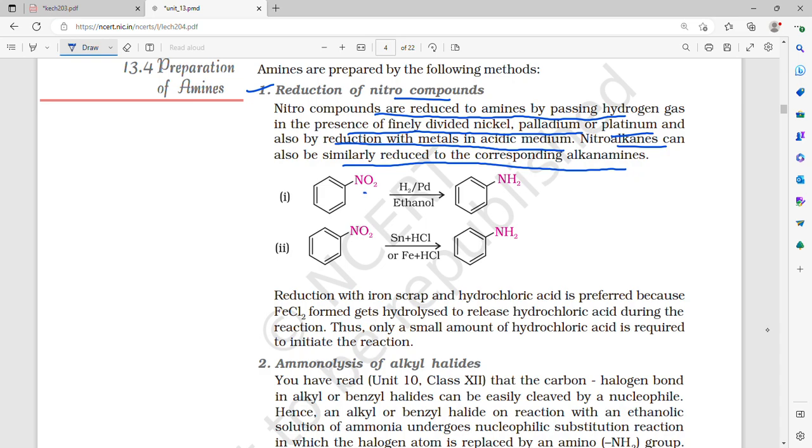So these nitro compounds can be converted into aniline, that is benzenamine, in the presence of hydrogen and palladium, in the presence of ethanol. Similarly, Sn plus HCl or Fe plus HCl will also give the same reaction. Iron scrap and hydrochloric acid.